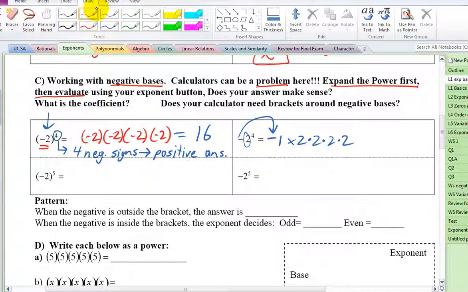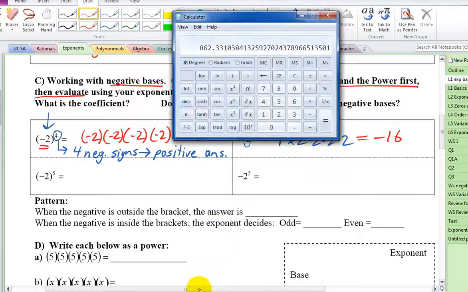What kind of final answer are we going to get? -16. Now, here's the weird part about your calculators. Please type in -2 and tell me who gets a positive 16. Just type in -2 exponent 4. See, watch this. So watch my calculator. Oh, come on, calculator. -2 exponent 4, and I get positive 16.